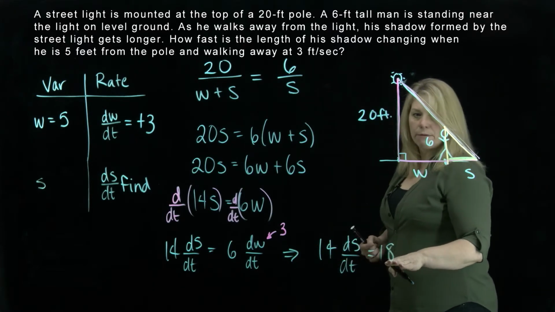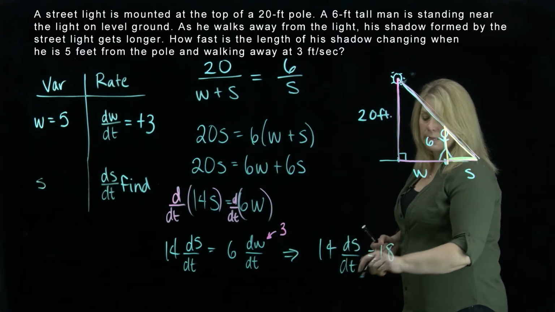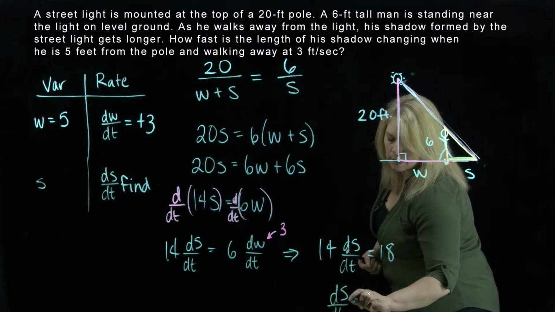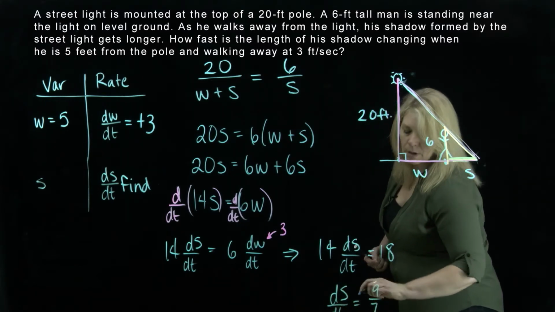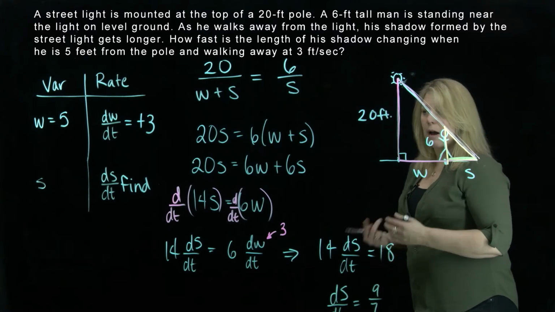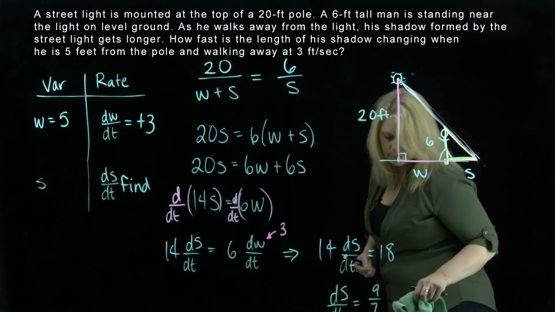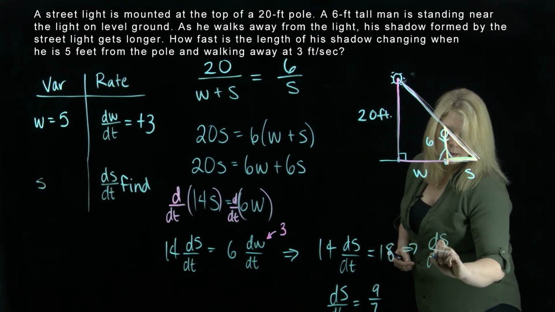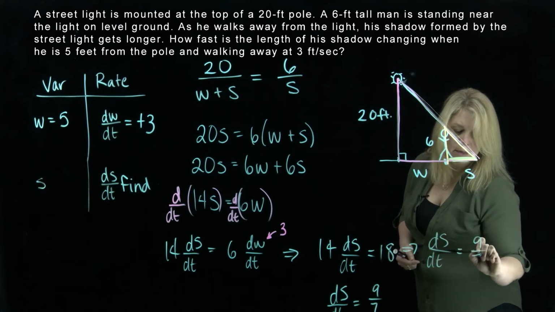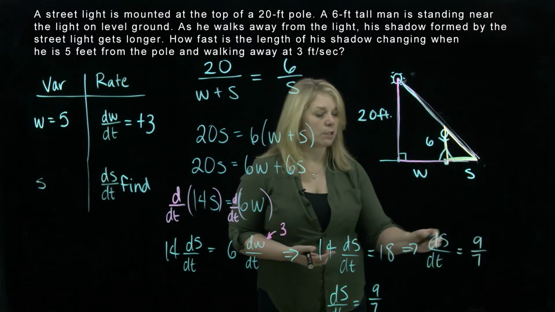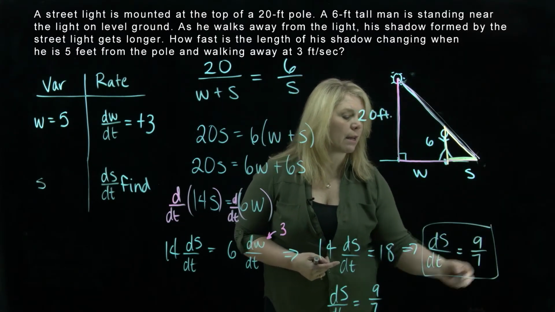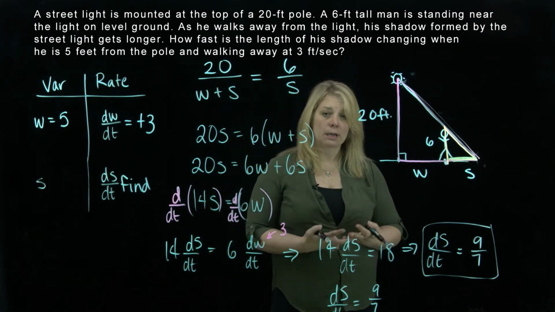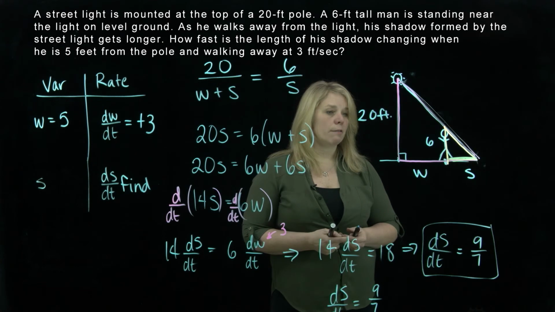So you can divide through by 14, you'll get 18 over 14, or if you reduce that, you'll have 9/7. So 9/7 does not come out nice as a decimal. I'll write that over here. dS/dt is 9/7. That doesn't come out nice as a decimal, so I'd probably just leave it in that form. You could write that as 1 2/7. If you want to write it as a decimal, you're going to have to round, so you end up with an approximate answer instead of an actual answer.